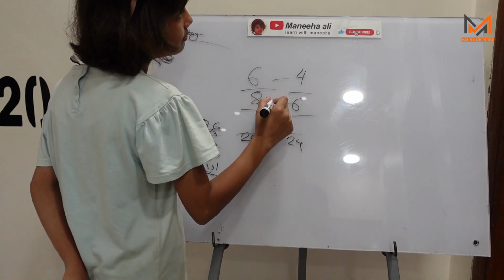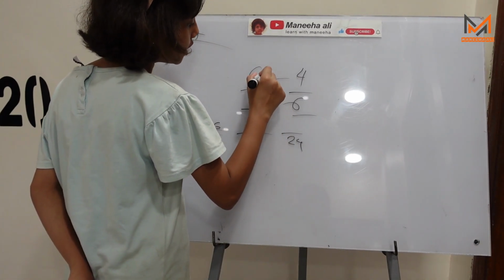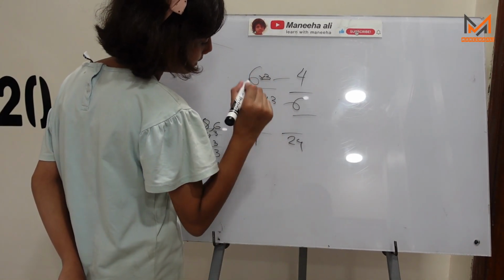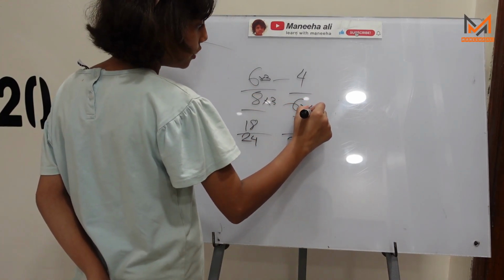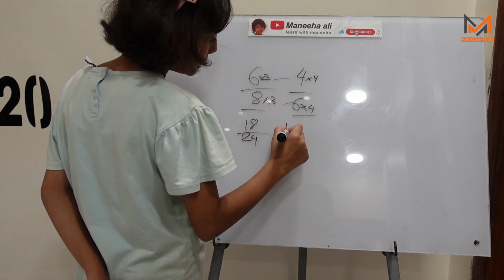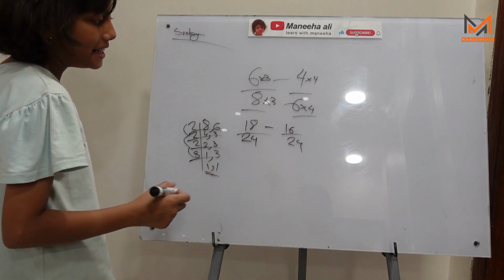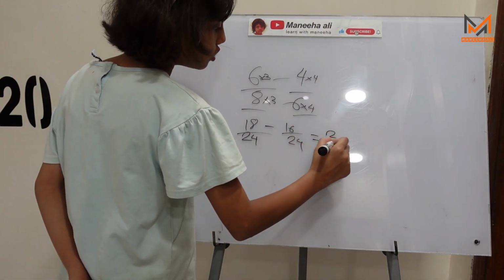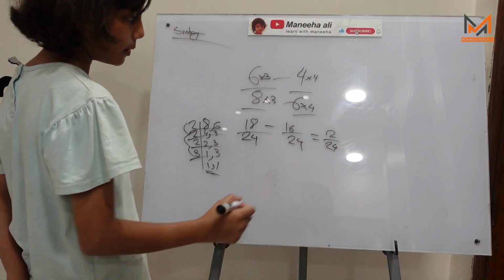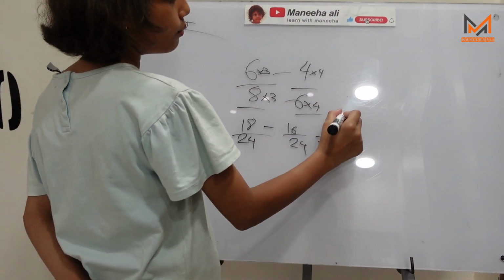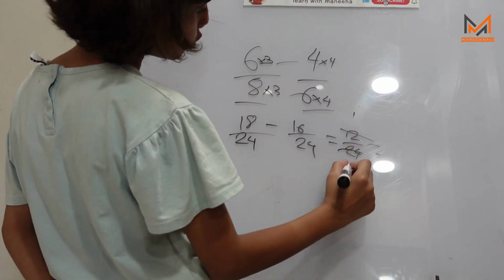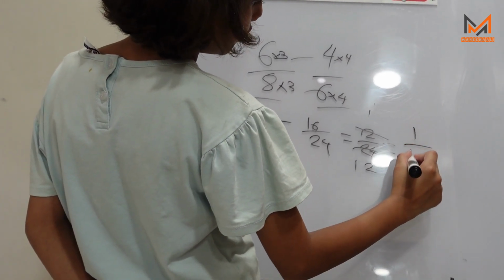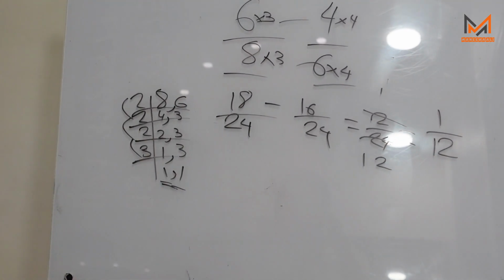8 threes are 24, so 6 threes are 18. Now 6 fours are 24, so 4 fours are 16. Now we can minus them. 18 minus 16 is 2, so 2/24, which can be further simplified by 2. So 2 multiplied by 1 is 2, and 2 multiplied by 12 is 24, so 1/12 is the answer.